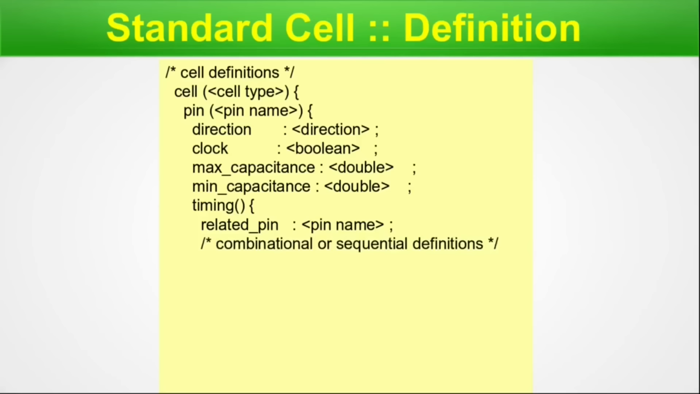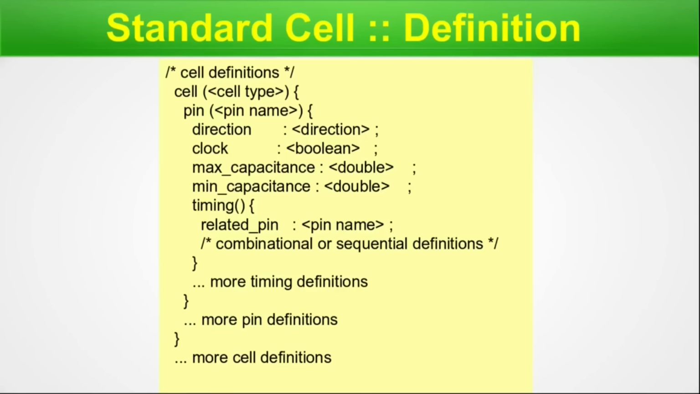Combinational or sequential definitions will come in the next section, depending upon whether the cell is a combinational type or a sequential type. Then we close the timing. There could be more timing definitions. As per the number of pins, more pin sections will follow. Here go the more pin definitions that I was talking about, and the more timing definitions will contain the details of the timing. Now here we close the curly bracket, we have closed the cell, and next we have more cell definitions. Now again we totally close here.